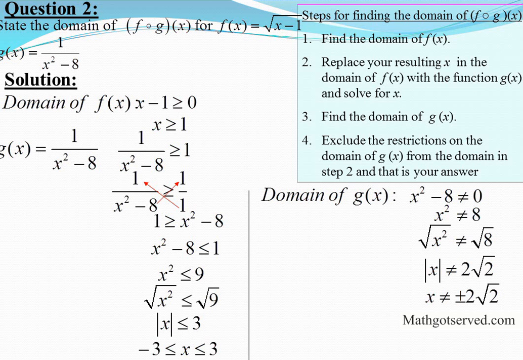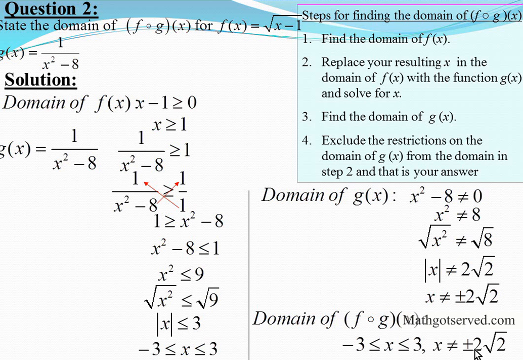Now, what is the final domain? What is the final domain of f of g of x? The final domain of f of g of x involves combining these two domains or restrictions on x. So first part is x has to be between -3 and 3, and x cannot be plus or minus 2 root 2. Okay, so there goes your answer.